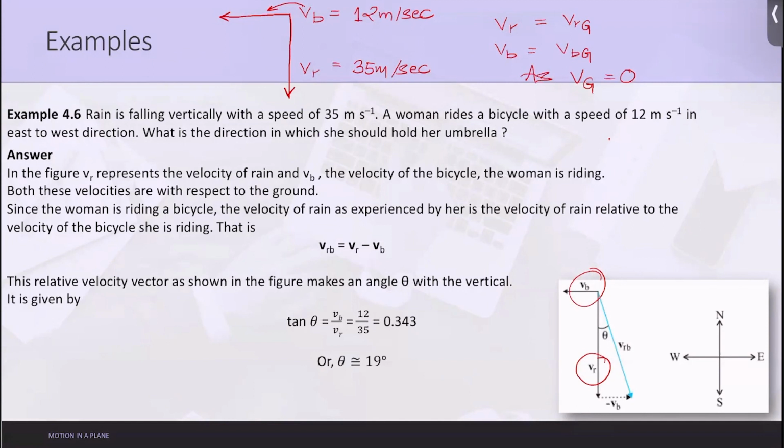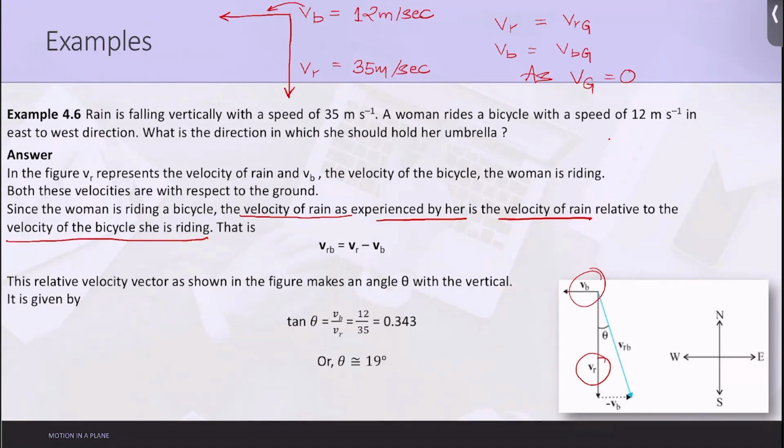Okay. So now let us see whatever is written. Since the woman is riding a bicycle, the velocity of rain as experienced by her is the velocity of rain relative to the velocity of the bicycle which she is riding. Just think about it. If you think very clearly, you can obtain this directly. This is basically an intuitive result: whatever I am experiencing can only be explained if I am the frame of reference. So that is the thing which is written here.